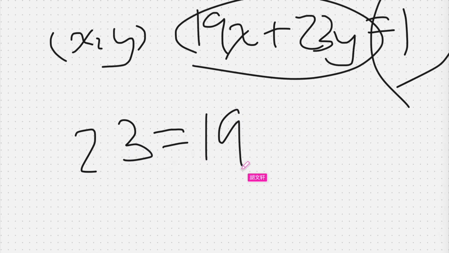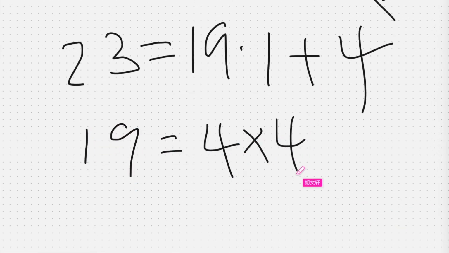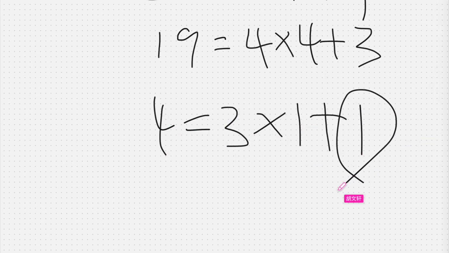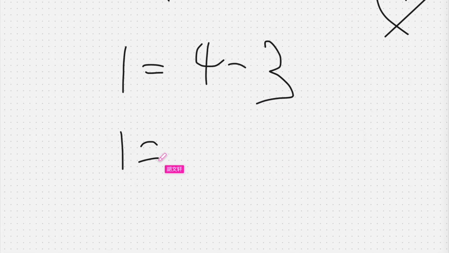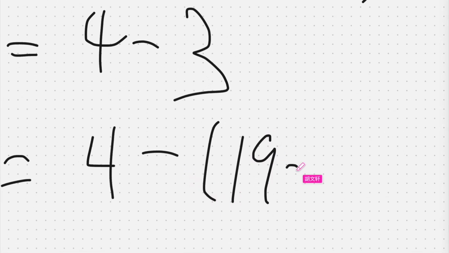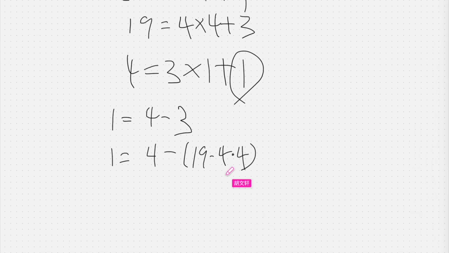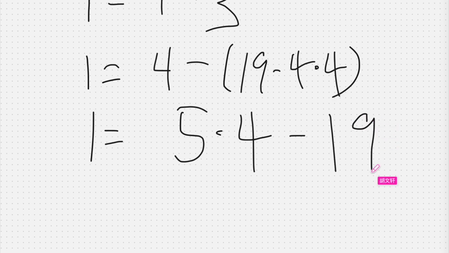23 equals 19 times 1 plus 4, and 19 equals 4 times 4 plus 3, and 4 equals 3 times 1 plus 1. And you see, there's a plus 1. So now we inverse it. 1 equals 4 take away 3, and then 1 equals 4 take away, what's 3? 19 take away 4 times 4. Then we can move it outside because it's both 4, so 1 equals 5 times 4, take away 19 times 1.